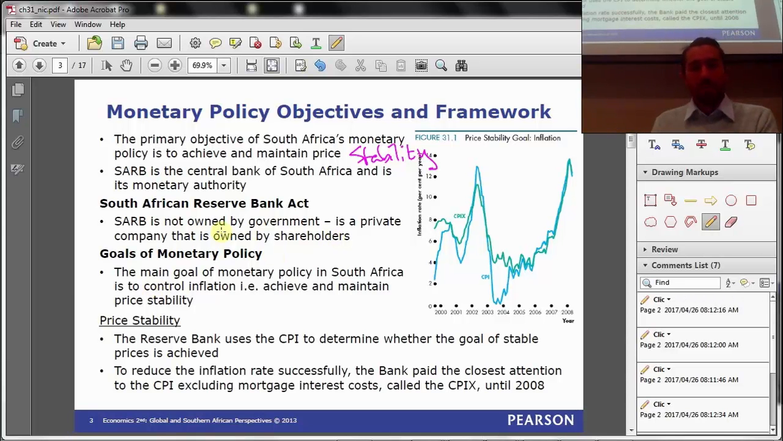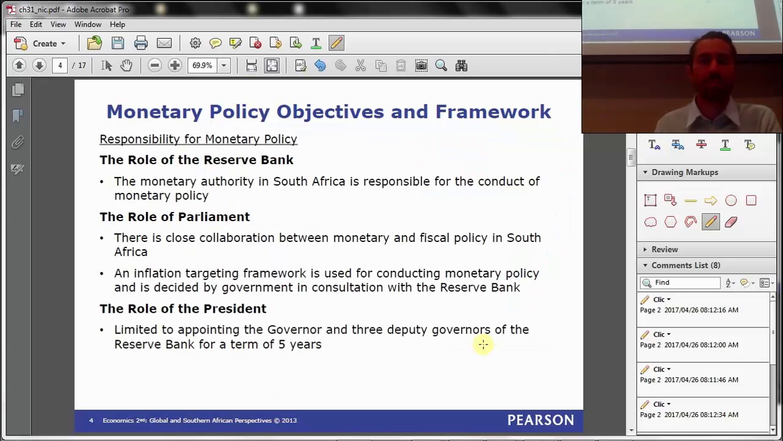Okay. How do we achieve price stability? The Reserve Bank uses the CPI, which is the Consumer Price Index, to determine whether the goal of price stability is achieved. And if it's not, what do they do? They adjust interest rates. To reduce the inflation rate successfully, the bank paid close attention to the CPI excluding interest rates, which was called the CPIX. Okay, so CPI minus mortgage interest rates was called CPIX. The Reserve Bank used to target CPIX. It now targets CPI. In order to target CPI, it adjusts the interest rate.